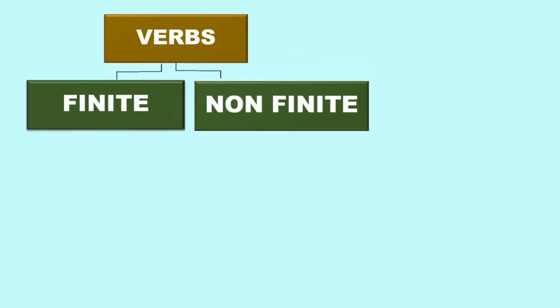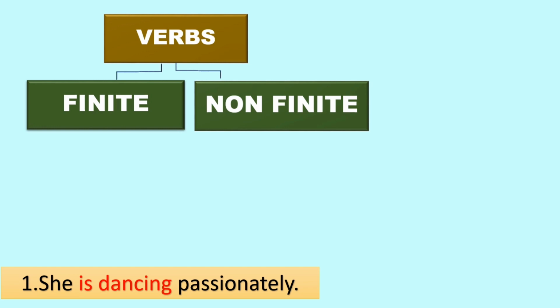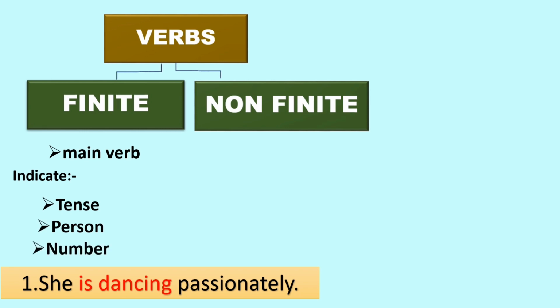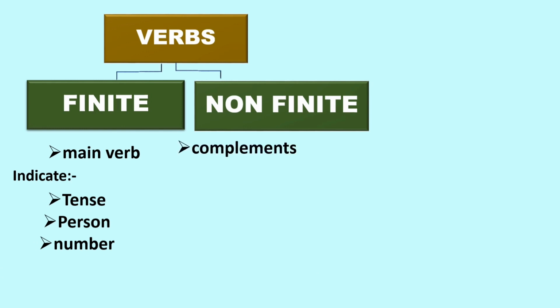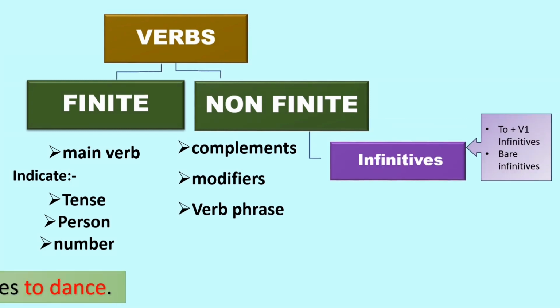Now imagine this verb as a father verb who has two sons, finite and non-finite. Finite is the most obedient son who can transform his form to match the subject and tense of a sentence. It provides the crucial information about the tense, person and number of the subject. Whereas non-finite is the naughty but intriguing sibling of the finite verb. It has the versatility and ability to function as the complements, modifiers or verb phrase in a sentence. It comes in 3 flavors: infinitives, gerunds and participles.